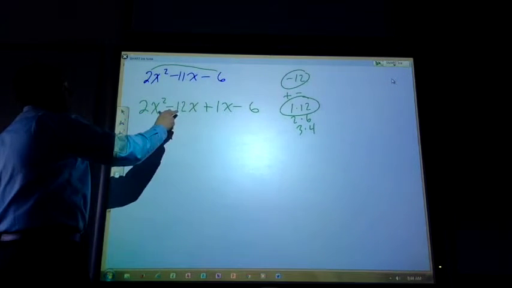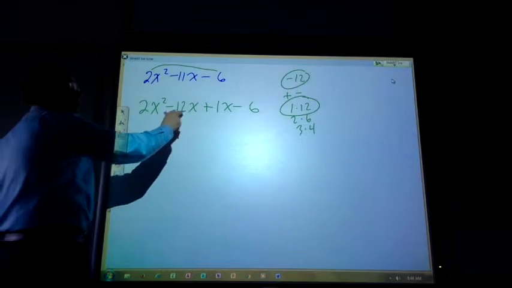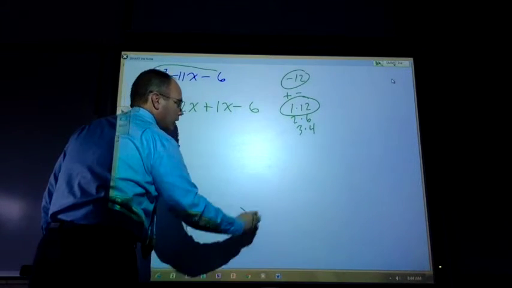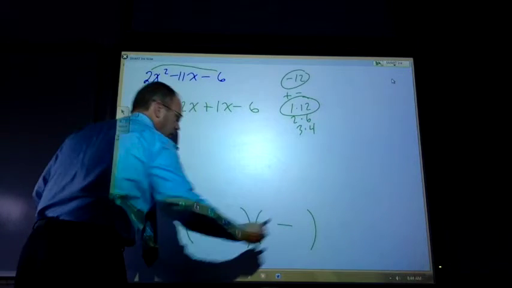Now again, I could have had the +1x here and the -12x here, but I didn't. And I know we're going to have alternating signs. Good deal.